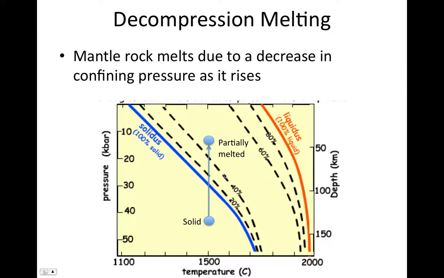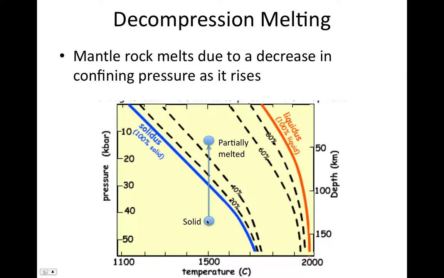These dashed lines tell you how much of the rock would be molten at different pressures and temperatures. So anywhere along this dashed line, for example, the rock would be 80% molten. Then this thick orange line over here, that's the liquidus, which means the rock at any pressure or temperature to the right of it will be completely molten.